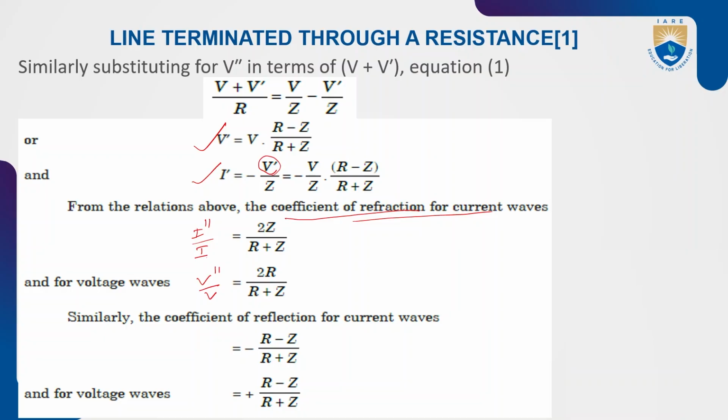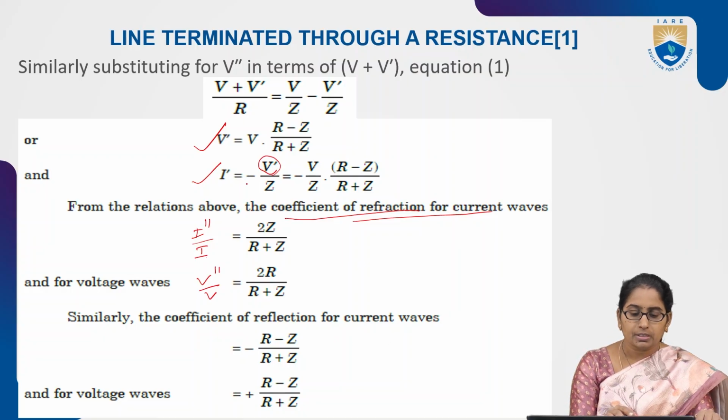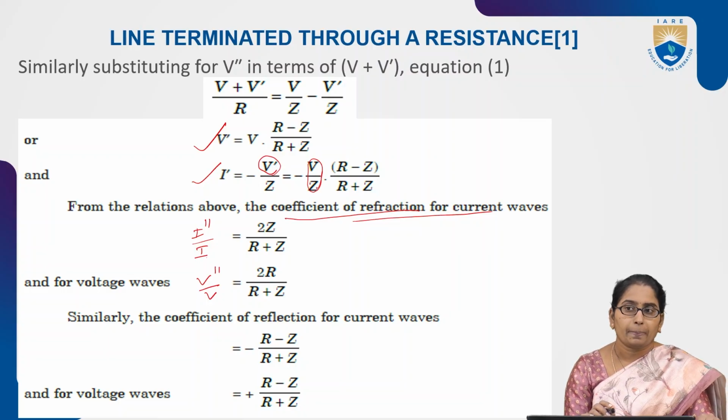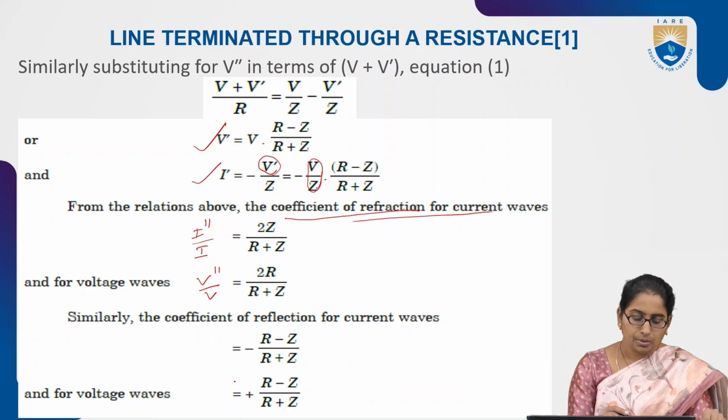Now coefficient of reflection. Coefficient of reflection for current wave is first I dash by I. So this is nothing but I dash by I, right? So we know that V by Z is I. So I dash by I is given by minus of R minus Z by R plus Z. So this is I dash by I, coefficient of reflection for current wave.